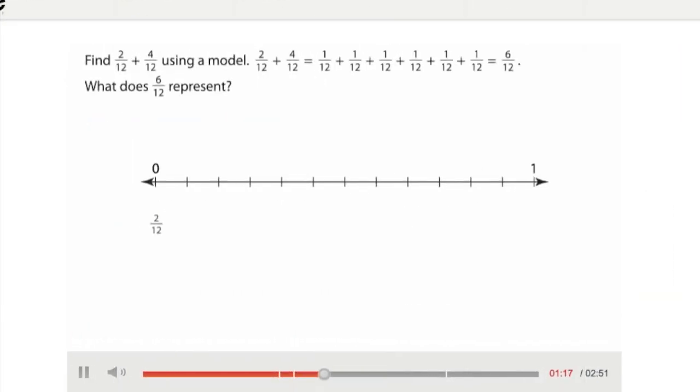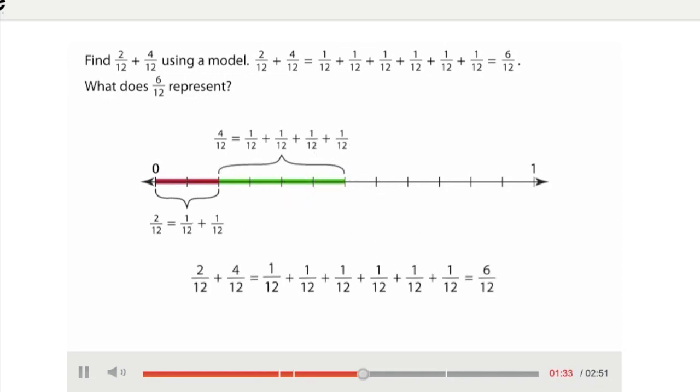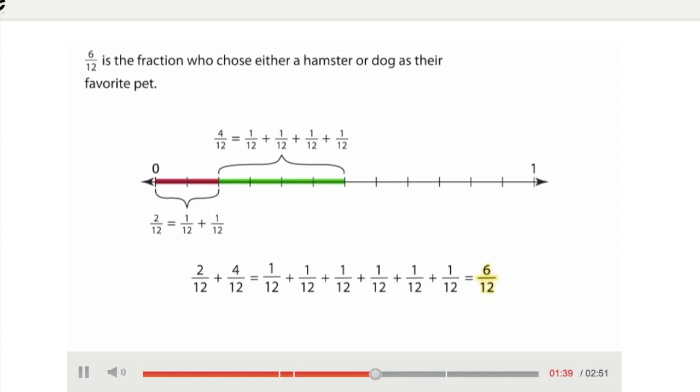Find 2/12 plus 4/12 using a model. 2/12 plus 4/12 equals 1/12 plus 1/12 plus 1/12 plus 1/12 plus 1/12 plus 1/12, which equals 6/12. What does 6/12 represent? What were we trying to solve for? 6/12 is the fraction who chose either a hamster or dog as their favorite pet.